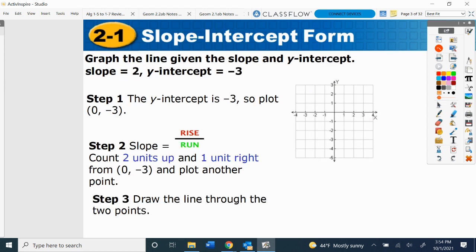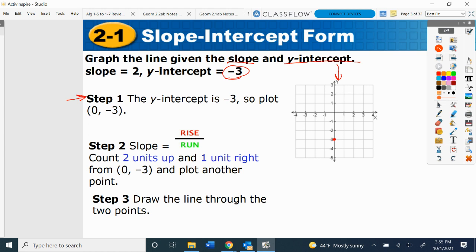Okay, so again, we can graph a line as long as we know what the slope is and what the y-intercept is. Our y-intercept is where our line crosses the y-axis, so that's where we want to start from. Step number 1 is to use the y-intercept, that -3. On the y-axis, we are crossing it at -3, so that's where we're going to put our first point.